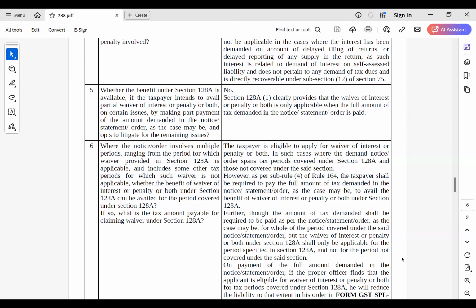The officer cannot entertain the original order or issue a rectification because he is functus officio, and that order has already been the subject matter of a decision by a higher authority. So he cannot touch that original order again.